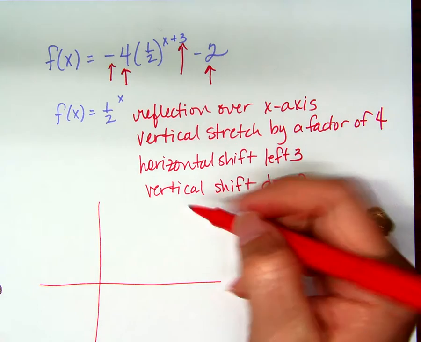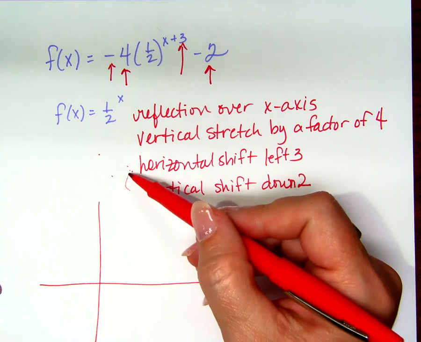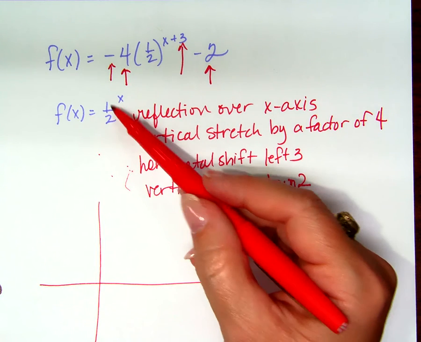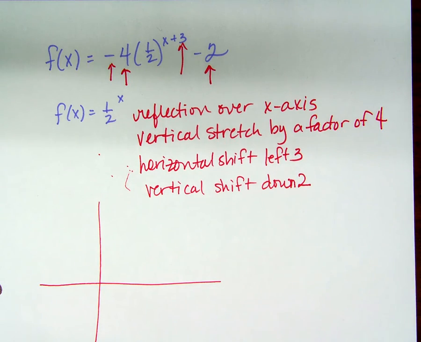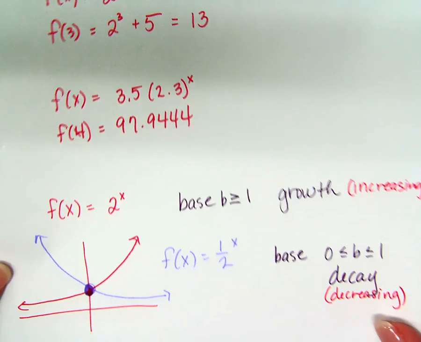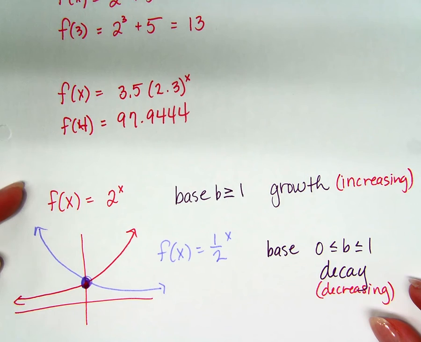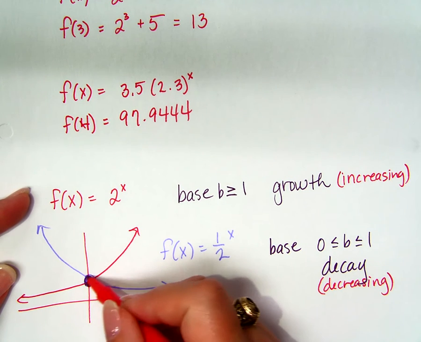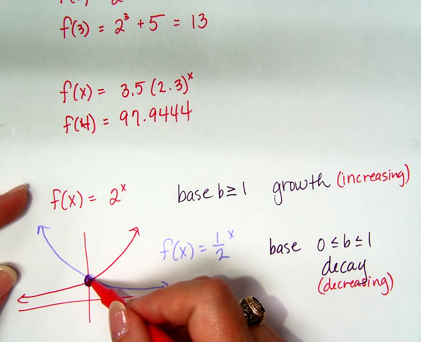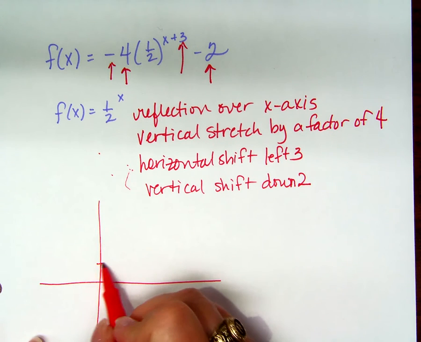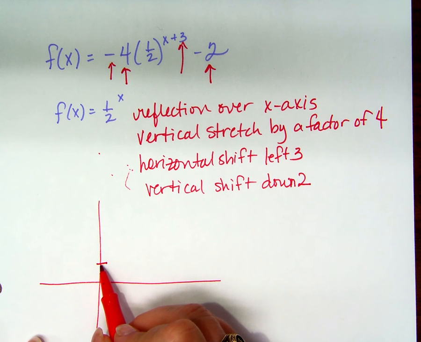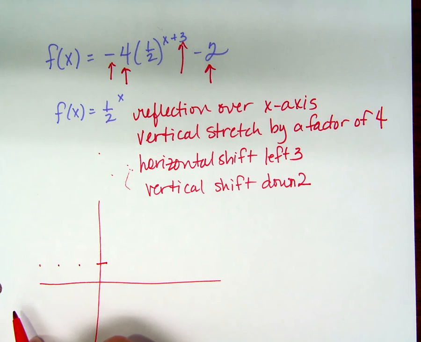Okay? We know this is decay. Whoa, sorry about all those dots. We know it's decay because the base is between 0 and 1. Okay? What point do you think we shift around on a parent function like this? It's that one. That's the point we shift around. Okay? So it's normally right there. We need it to go left 3, and we need it to go down 2.